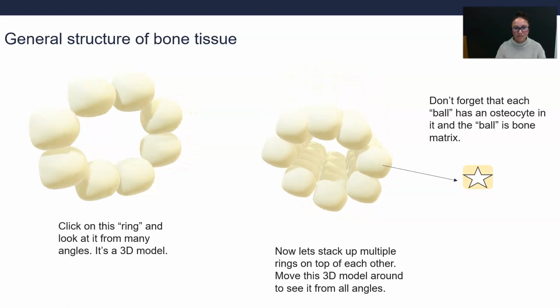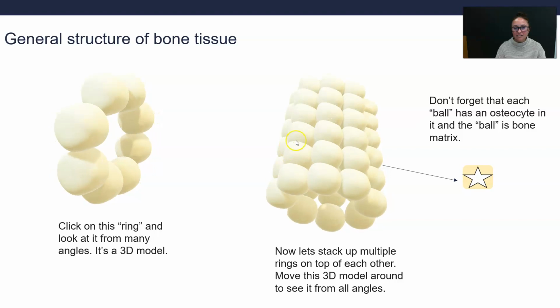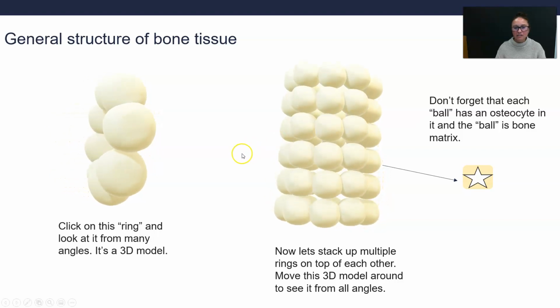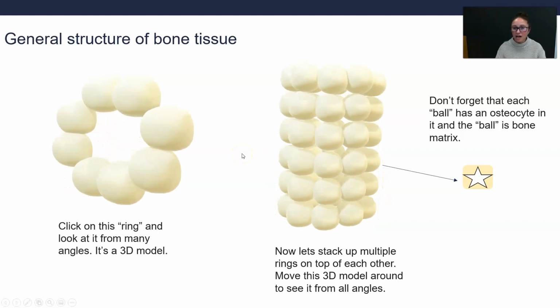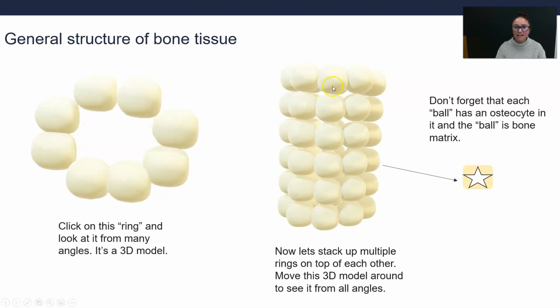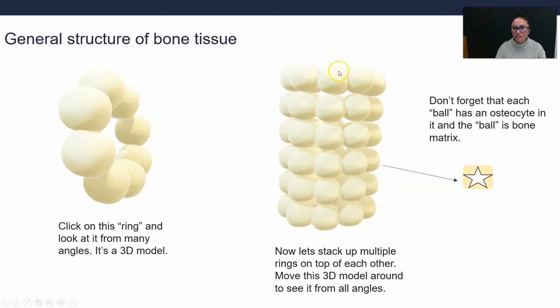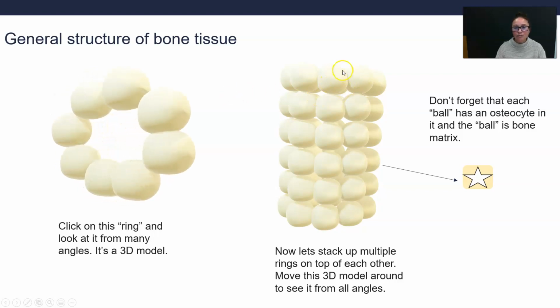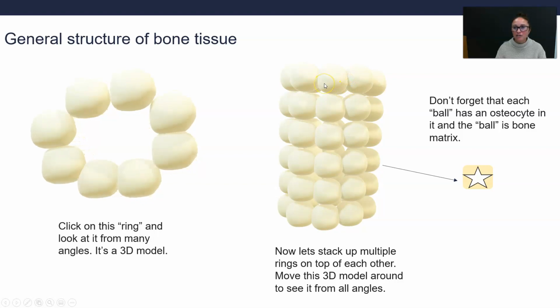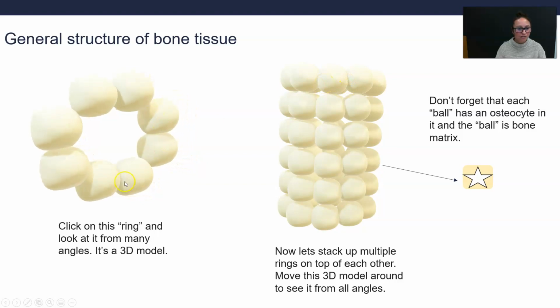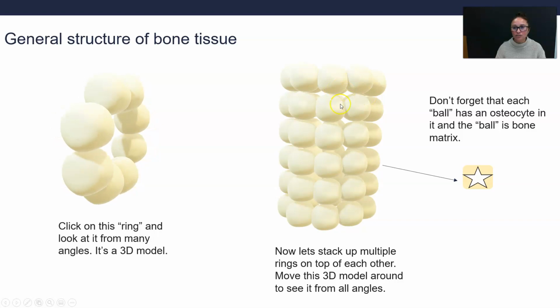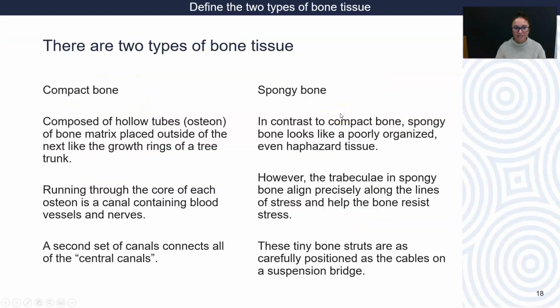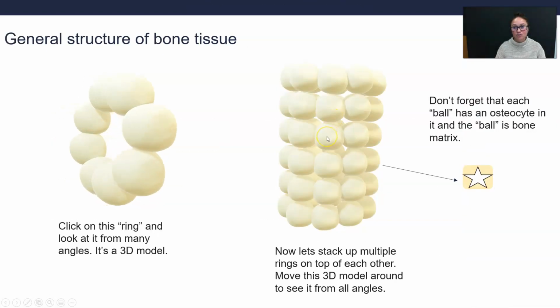Can you see how each ring can be a floor in an apartment building, and each osteocyte can have its own little room? So the osteocyte with its matrix can be a room. 1, 2, 3, 4, 5, 6, 7, 8. Eight rooms to a floor.